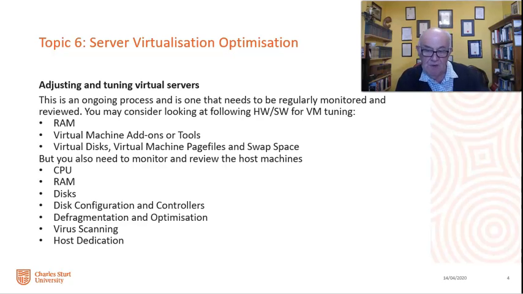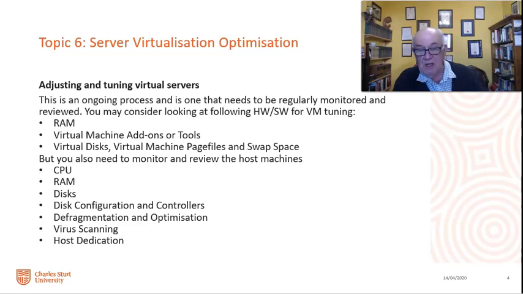And again, we do similar things here. We look at the CPU usage on the hosts. We look at the RAM usage. We look at disks. We look at disk configuration and their controllers, because that's going to affect how things work for the VMs. Do they need defragmentation and optimization? This is a vexed question that a lot of people have different arguments about, but we'll leave that to a later date. Virus scanning. Should you do it? When do you do it? Do you do it all the time? Again, somewhat of a vexed question sometimes.